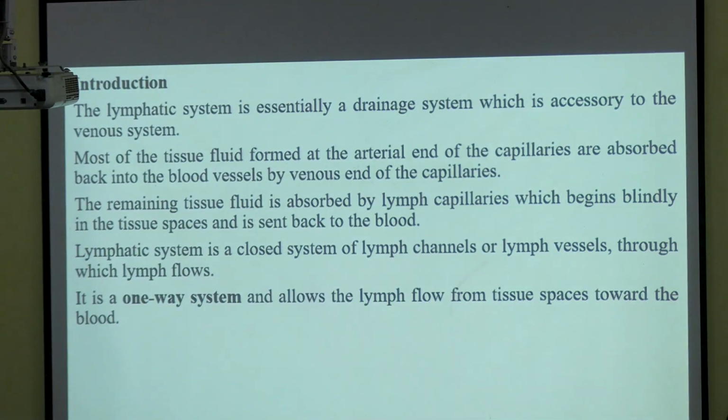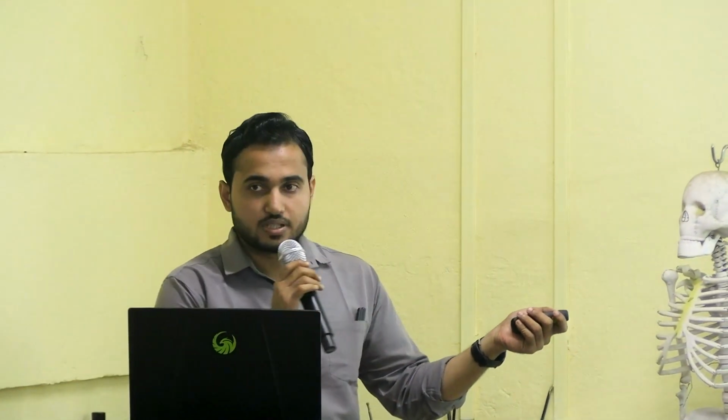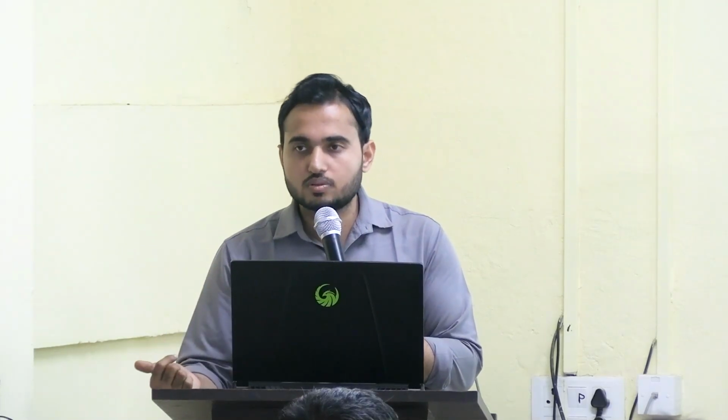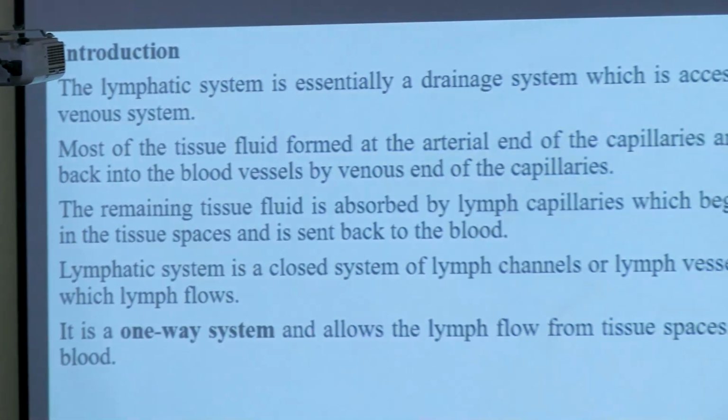Those will enter inside the lymphatic channel. As you can see, the remaining tissue fluid is absorbed by the lymph capillaries. Those lymph capillaries are present as blind ends in the tissue spaces. Most of the fluid goes back into the venous system, but some is not able to go back. It is absorbed by the lymph capillaries, which begin blindly in the tissue spaces, and is sent back into the blood.